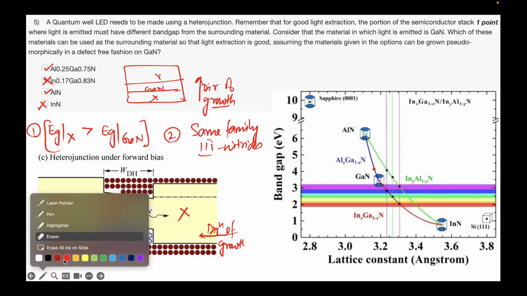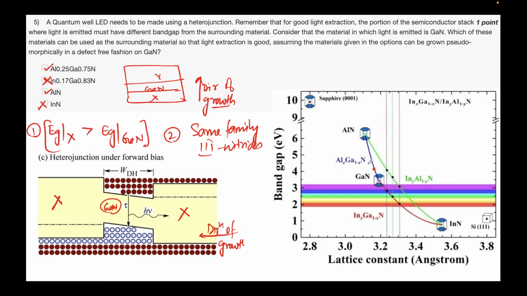Okay, so option 1 lies here, option 2 is 17%, so option 2 will lie, let's say, somewhere over here. This is, let's say, option 2, and option 3 is aluminum nitride, so this is option 3. So band gap has to be larger than gallium nitride, so option 1 and 3 are the only correct ones. So 1 and 3.